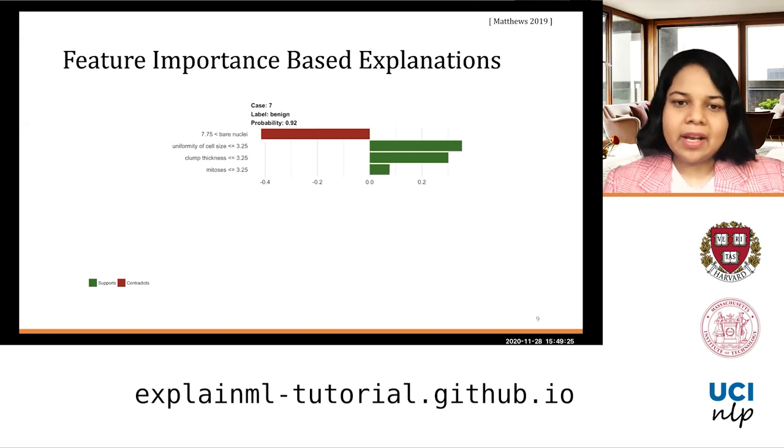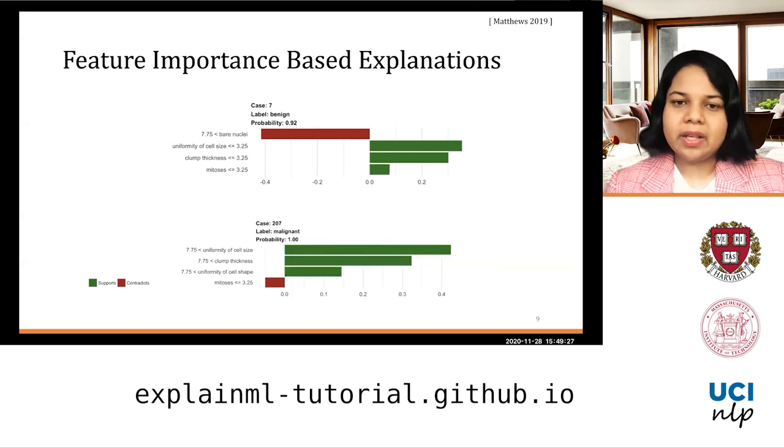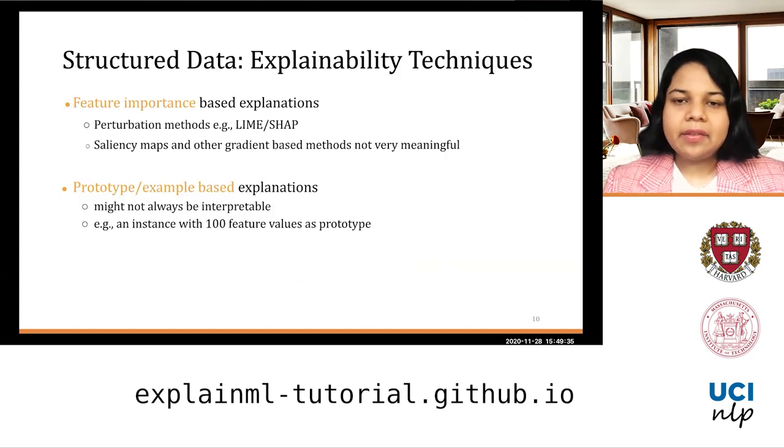So similarly, another example is a local explanation for a different patient, this time who has been labeled with a malignant tumor. Okay. All right. The other kinds of explainability techniques, which are again fairly commonly used with structured data, are prototype or example-based explanation techniques.